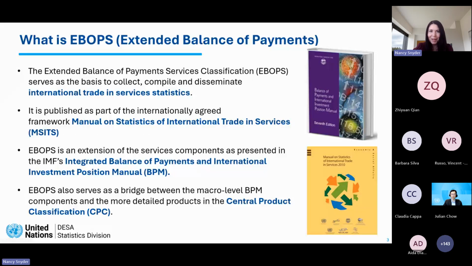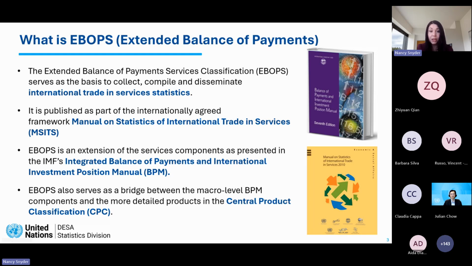Okay, so what is EBOPS? Some of you may know that it serves as the basis to collect, compile, and disseminate international trade and services statistics. So it is published as part of the internationally agreed upon framework presented in the Manual on Statistics of International Trade and Services, MSITS for short. EBOPS is also really an extension of the services components that is presented in the International Monetary Fund's Balance of Payments Manual. So it is an extension with added granularity from those services components.